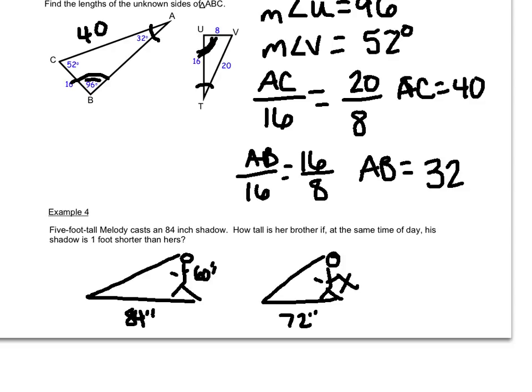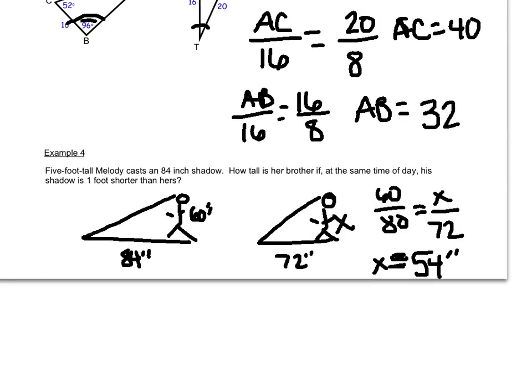So now it's just a basic proportion. So we have 60 over 84 equals x over 72. So then when you solve for x, you get 51.4 inches, which when you divide by 12, if you want to get it into feet, you get x is approximately 4.28 feet.